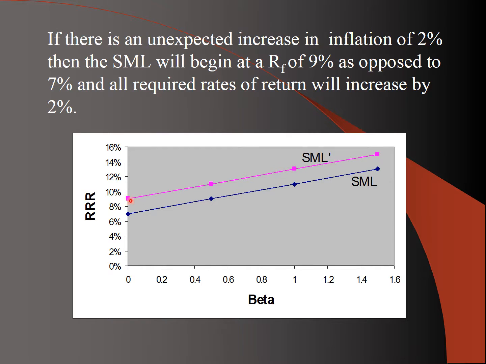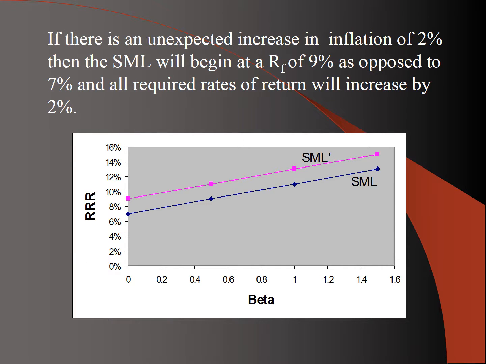So now our risk-free rate is 9% instead of 7. Our 0.5 is 11% instead of 9, and so on. So we have a complete shift in the security market line. I want to point out that the risk-free rate shifted as well because of that unexpected change in inflation. The reason I want to point that out is because there's a second thing that changes the security market line, but you'll notice the risk-free rate doesn't change.